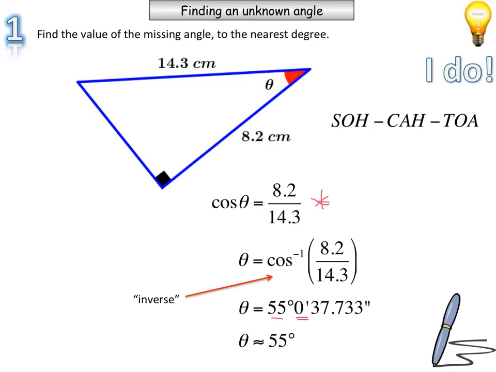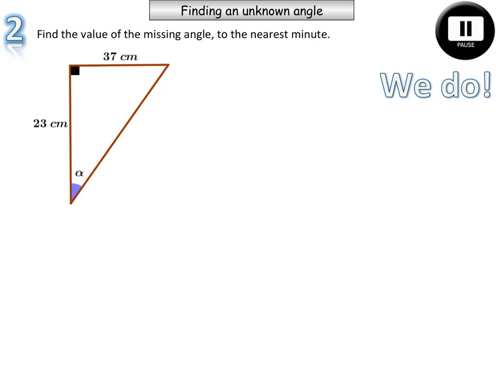So step 1, write down the ratio. Step 2, find the inverse trig of that ratio. Get your answer in degrees, minutes, seconds, and then round off your answer. Okay, pause the video and see what answer you get for alpha. And this time we're not going to work it out to the nearest degree, but to the nearest minute.